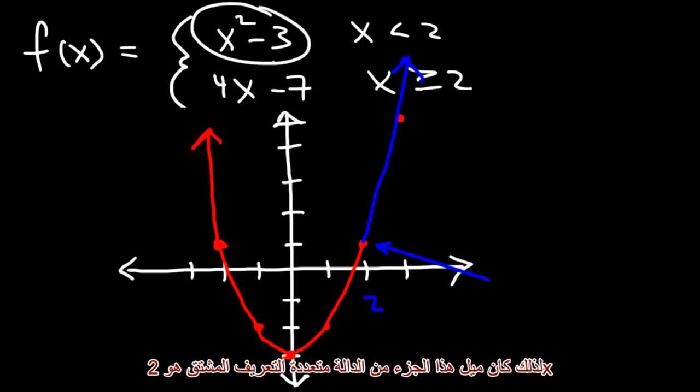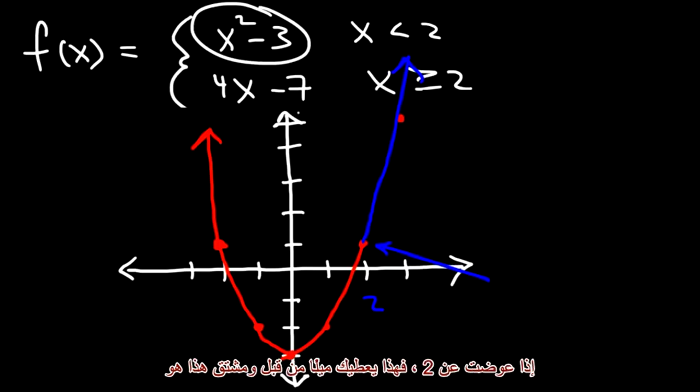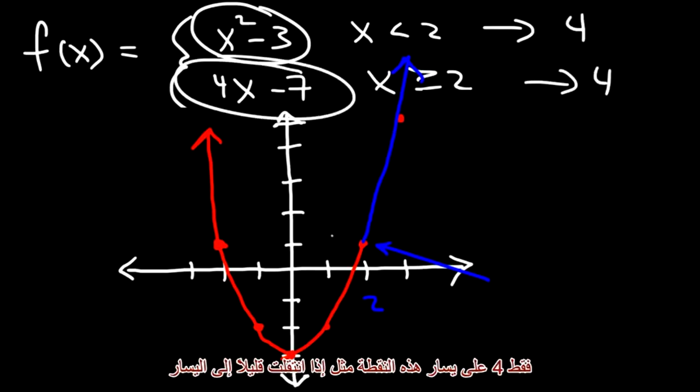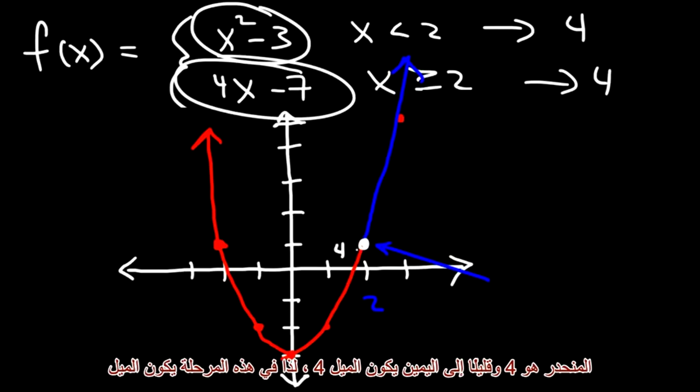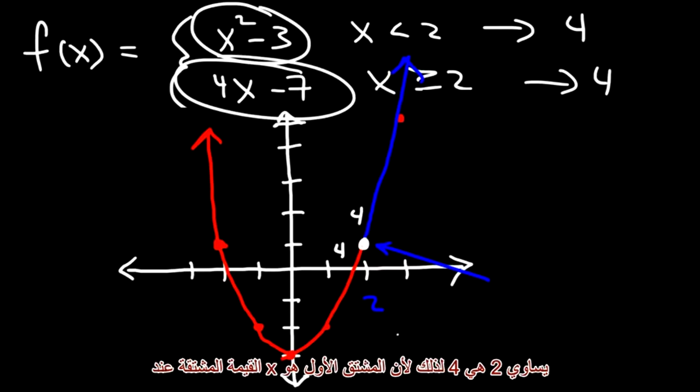So the slope for that part of the piecewise function, the derivative was 2x. If you plug in 2, that gives you a slope of 4. And the derivative of this is just 4. So to the left of this point, like if you go just a little to the left, the slope is 4. And a little to the right, the slope is 4. So at this point, the derivative value at x equals 2 is 4.